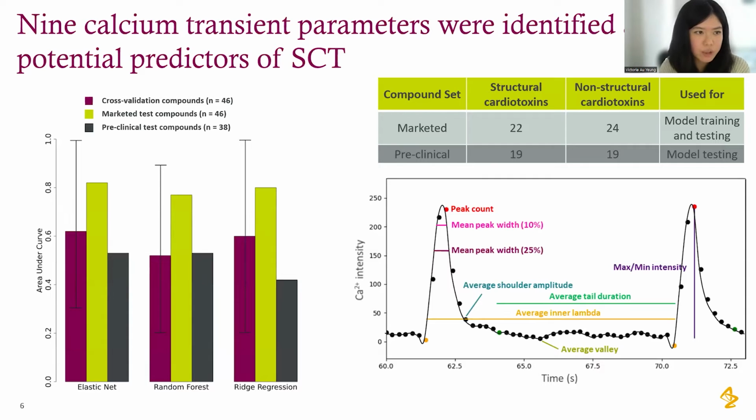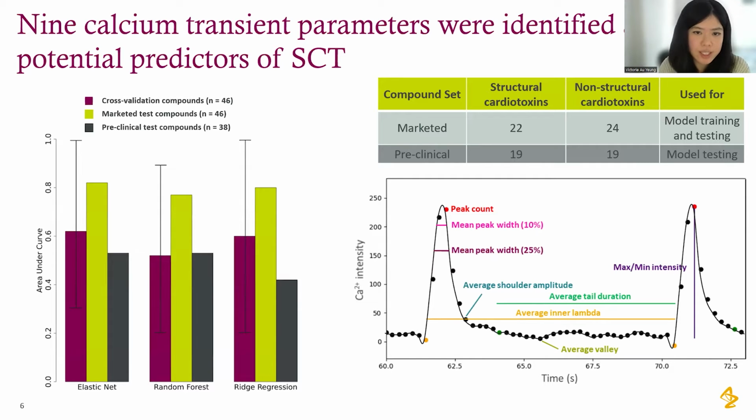And now we come on to the results. So first of all, what kinds of compounds did we use? We used a variety of compounds which were chemically diverse, and we focused particularly on a marketed or commercial set of compounds, using their FDA labels to classify them as structural cardiotoxins or non-structural cardiotoxins.